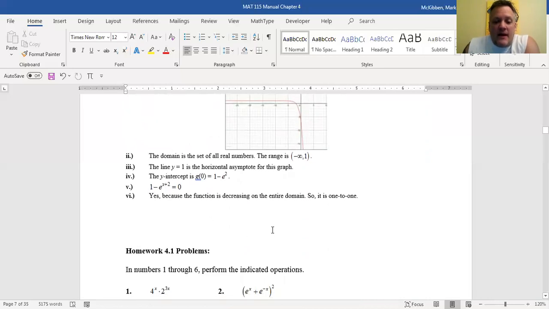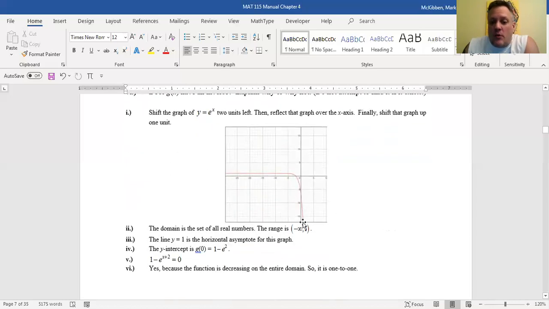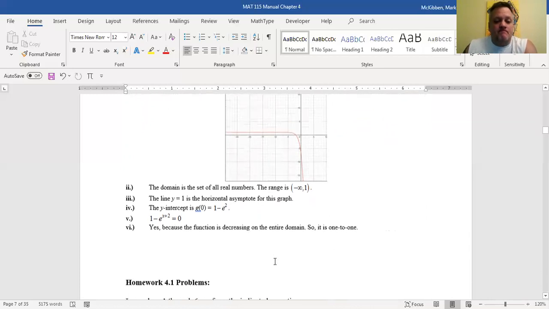Okay? And the last one was does it have an inverse? Well, the function's 1-to-1, and so it does have an inverse because it's always decreasing on its domain. So yeah, it has an inverse, but we'll have to wait to find that until the next couple sections.